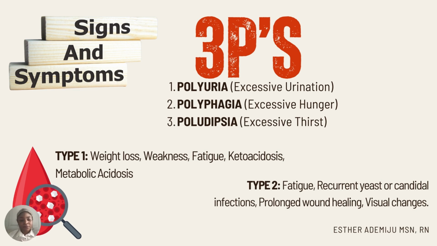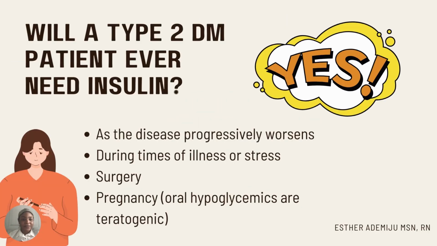All right. A question that you might be asking is, will my type 2 diabetic patient ever need insulin? Now, we mentioned that the problem is that type 1, they are the ones whose beta cells have been destroyed. So they surely need insulin, right? But your type 2, they still have their beta cells. It's still producing insulin. It's just not working well. So will they need insulin? Yes. The answer is yes.